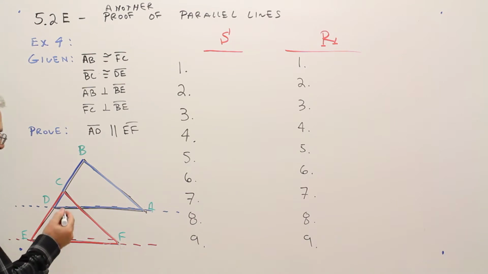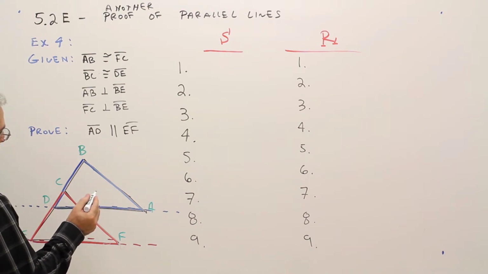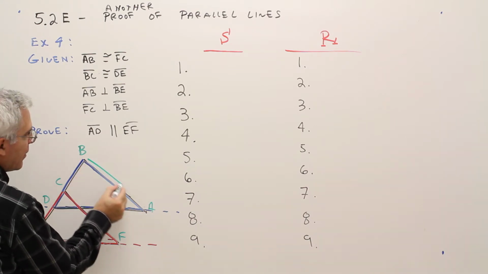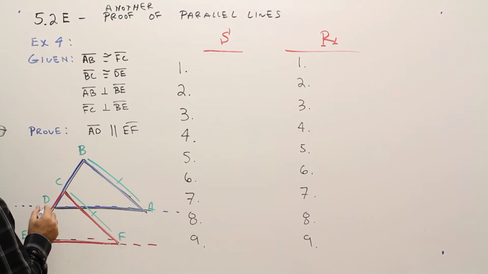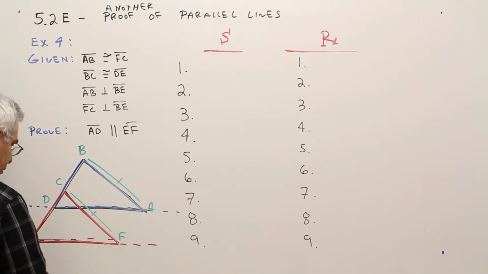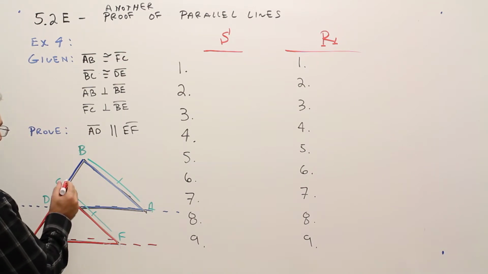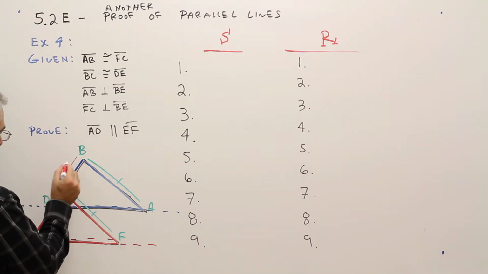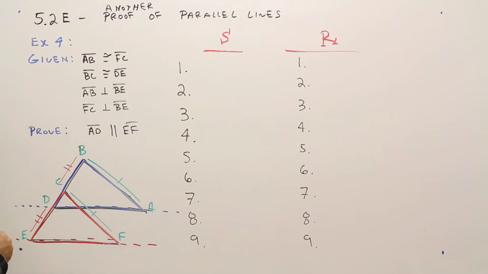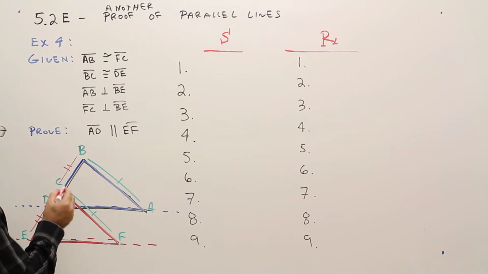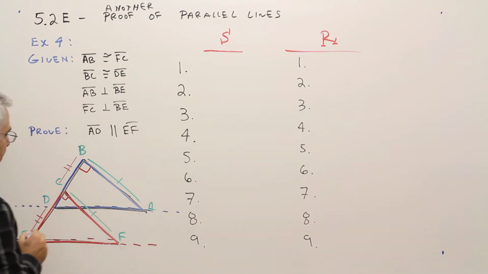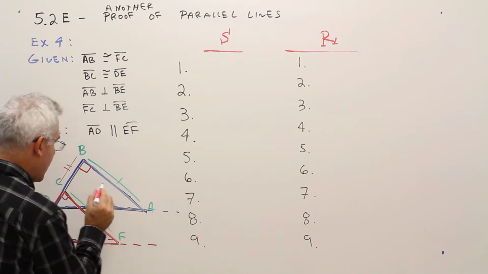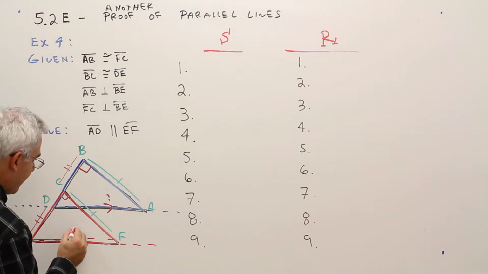So we've got AB being congruent to FC. We've got BC being congruent to DE. And we've got some right angles. Well, if perp, then right, I'll be able to say. And I want to get AD to be parallel to EF.